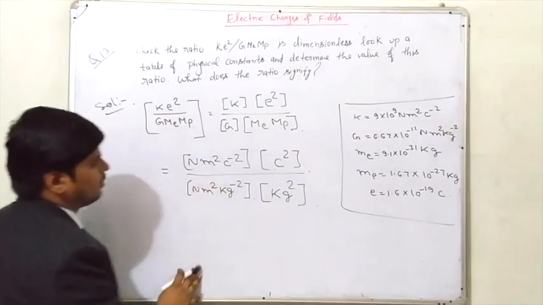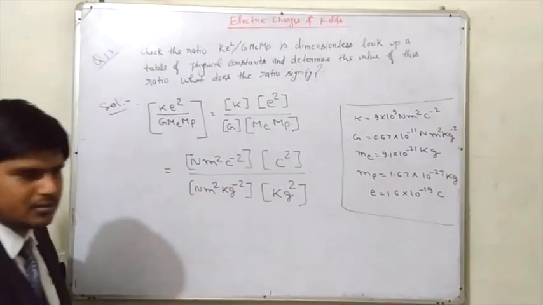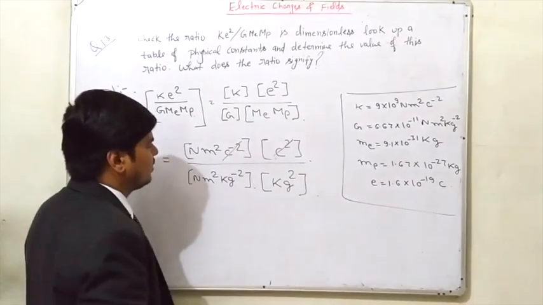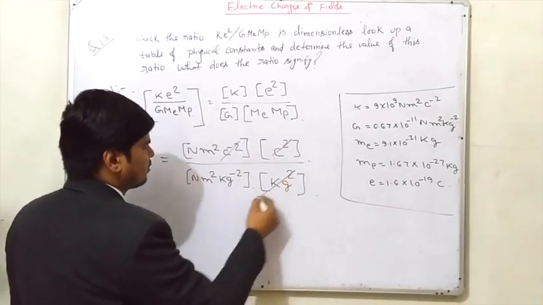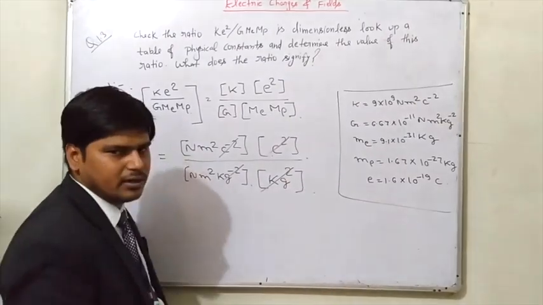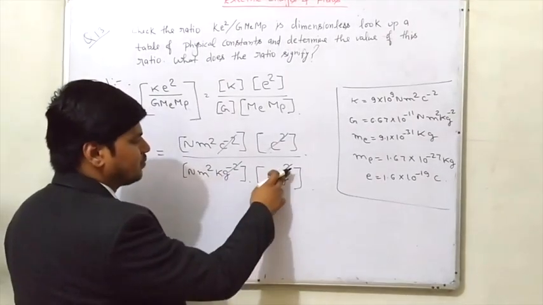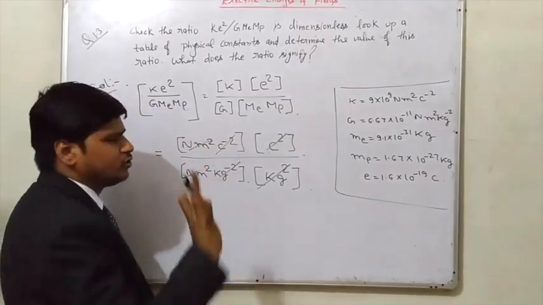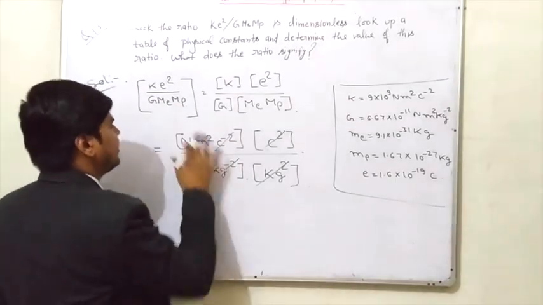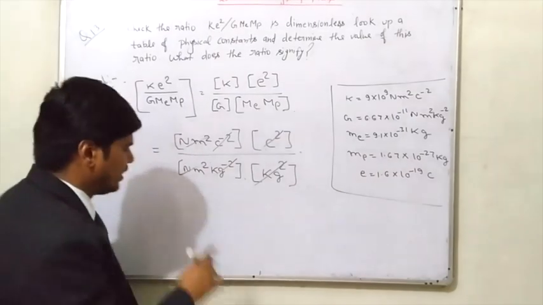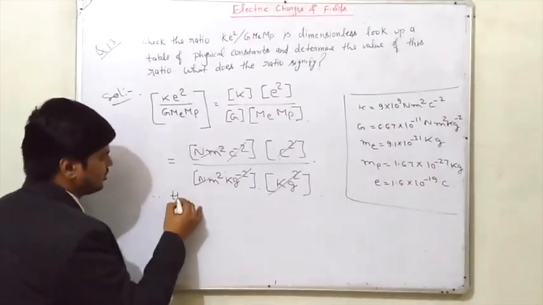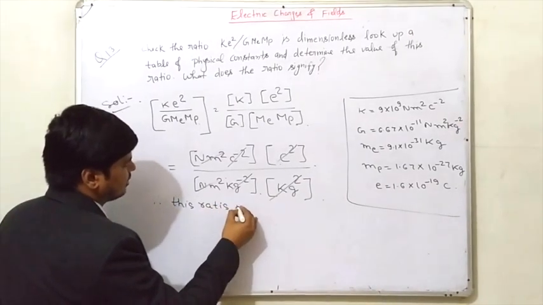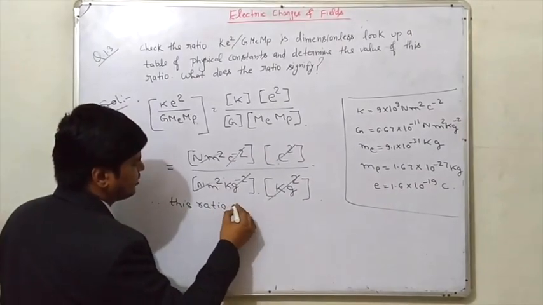Okay students, we get the dimension from the unit. So coulomb square cancels out, kilogram square also cancels out, and Newton meter square also cancels out, so it is unitless. This ratio is unitless, so therefore this ratio is dimensionless.